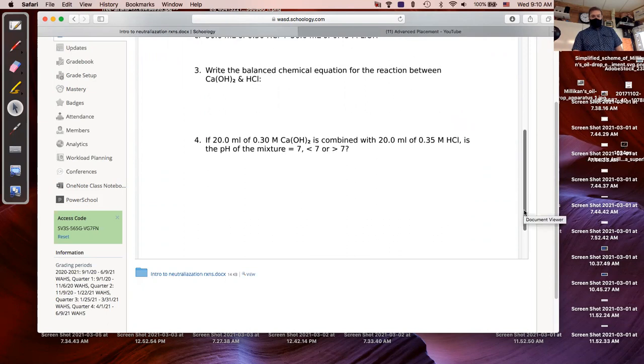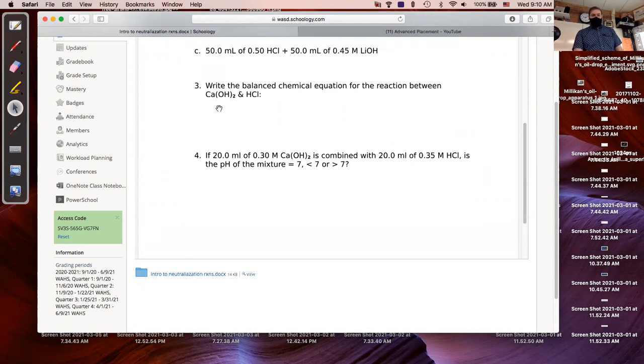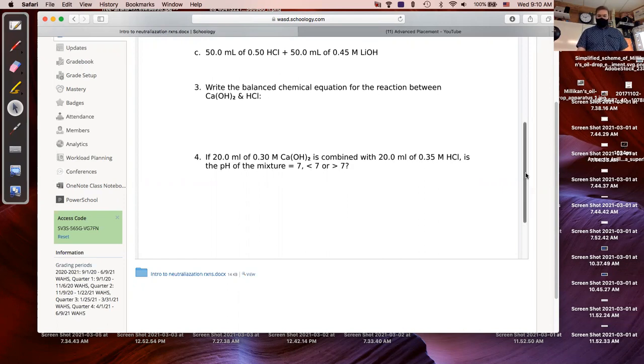And same thing down here. So you write the balanced equation for calcium hydroxide, hydrochloric acid. And if you mix that quantity of calcium hydroxide with this quantity of hydrochloric acid, does the final solution come out with a pH of 7, where it's completely neutralized, there's no excess reactant? Or does it come out with a pH less than 7 because there's excess hydrochloric acid? Or does it come out to be a pH greater than 7 because there's excess of the calcium hydroxide?